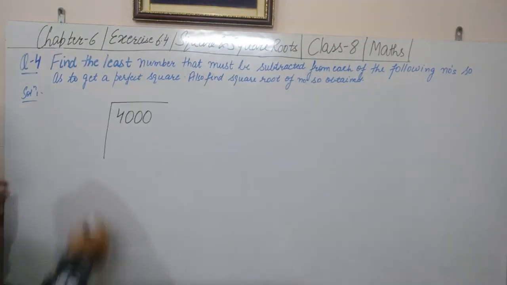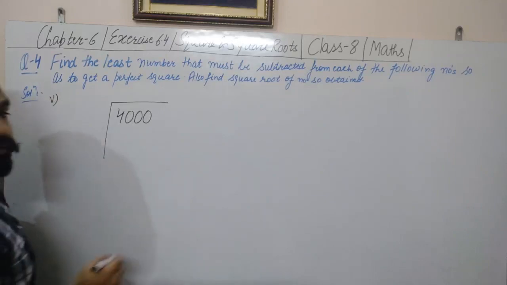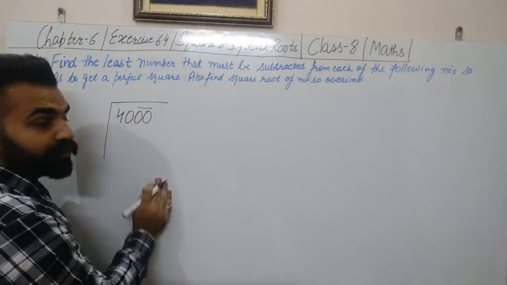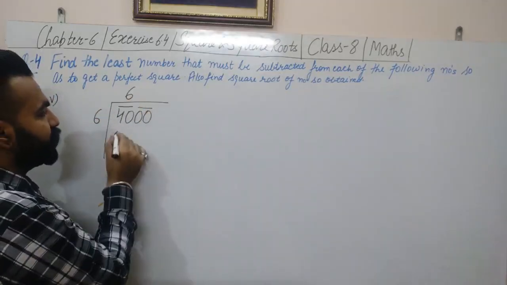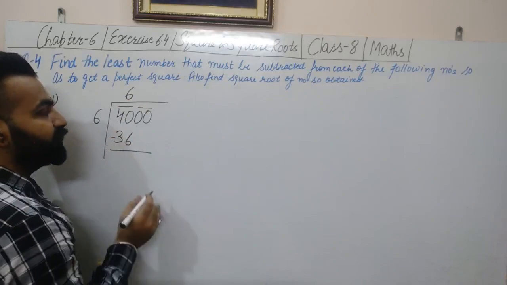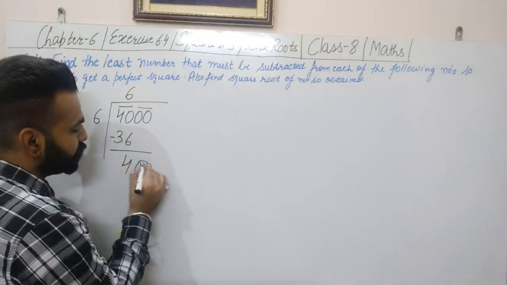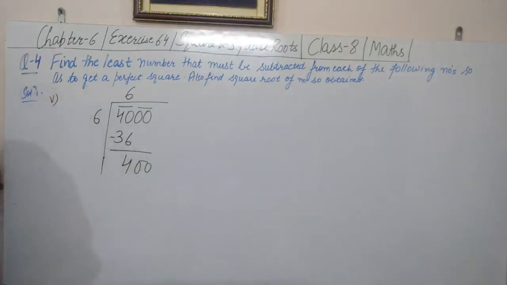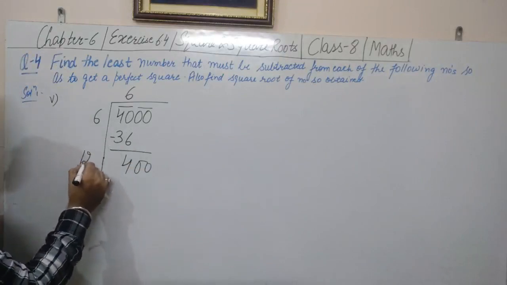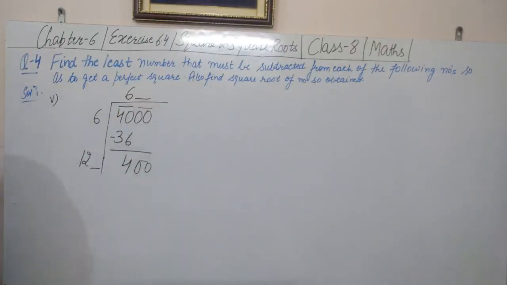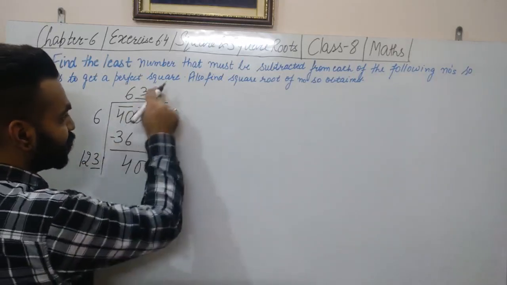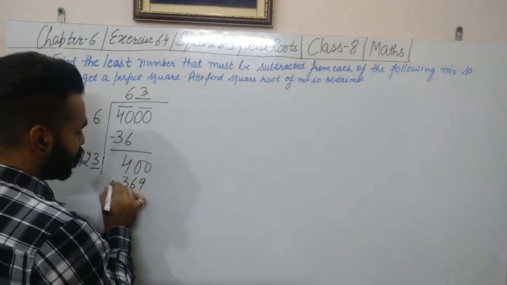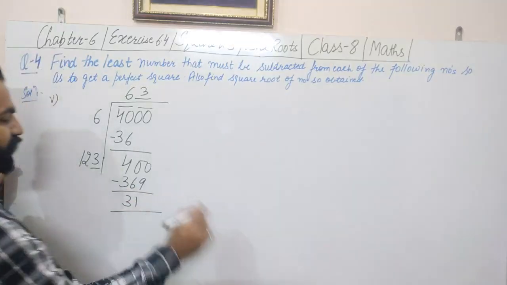So fifth part of this question, 4000. So first bar will be on 2 zeros, second bar will be on 40. So we will take 6 here. 6 into 6 is 36. On subtracting, the answer will be 400. So we will double the divisor. So this will be equal to 12 and put a blank here. So we have to think of a digit. This will be equal to 3. So 123 into 3 is 369 and the remainder will be 31.